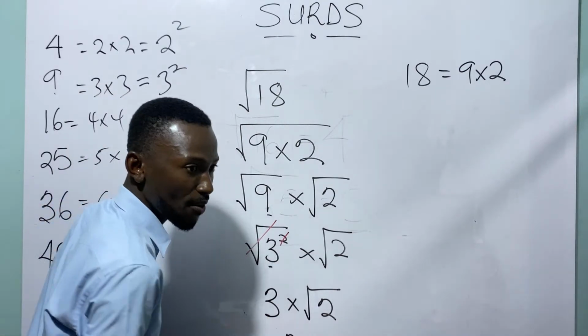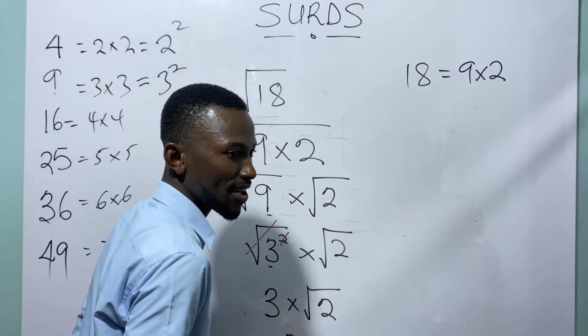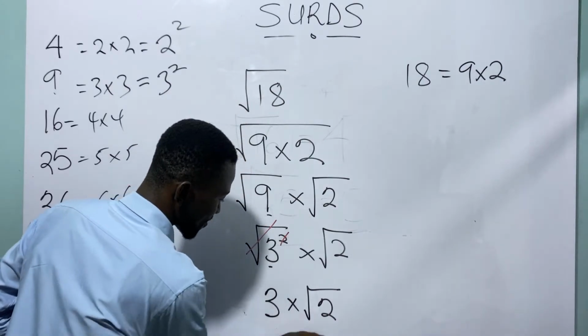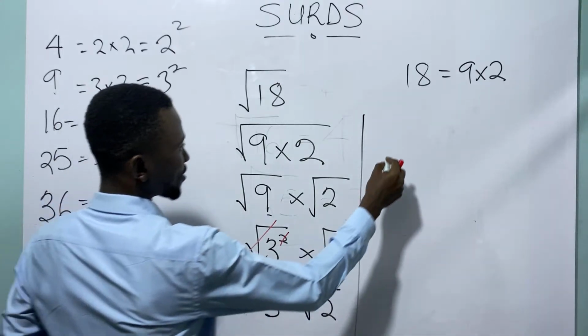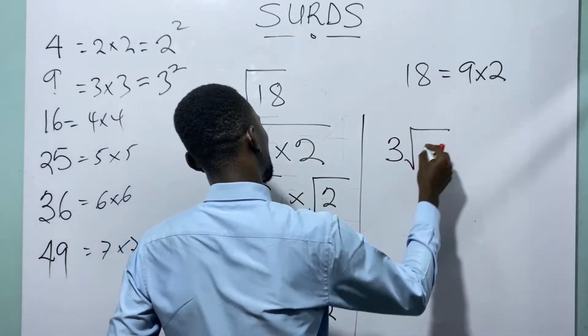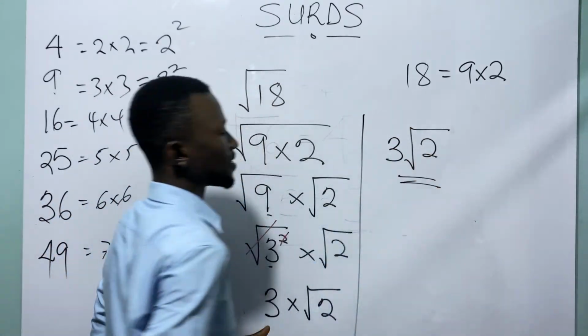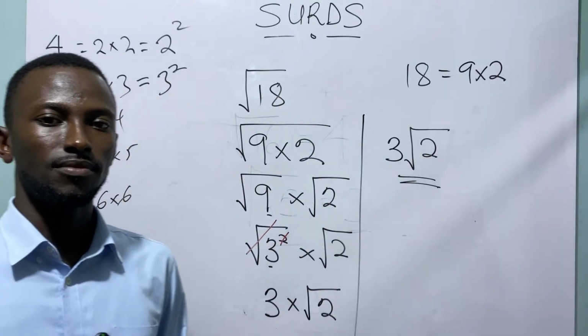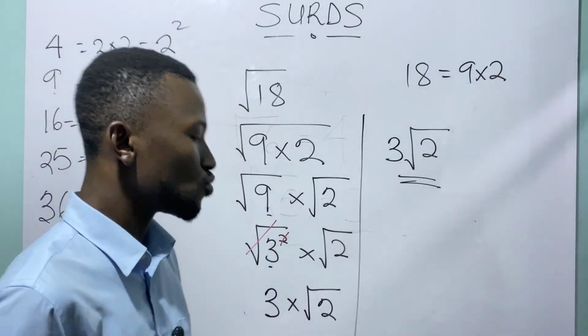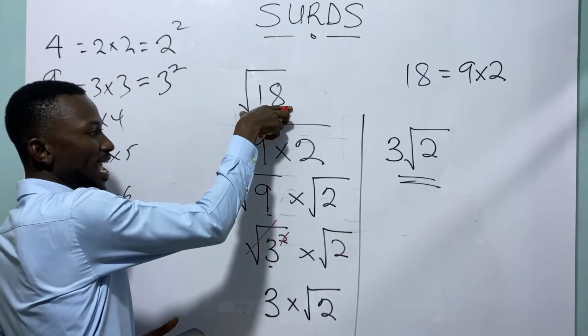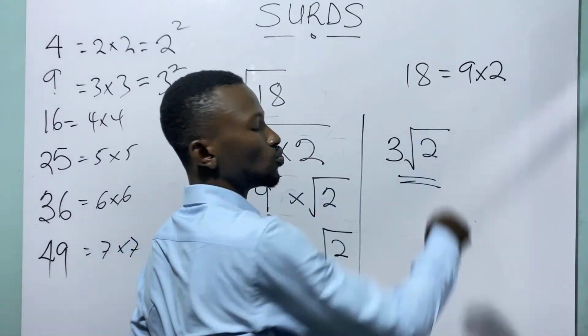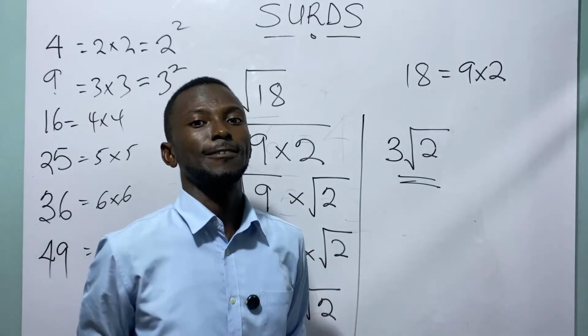Then we can now write, do you have space? No space. So let's continue from this side. So you have 3 root 2. So this is our final answer. If you simplify root 18, you'll get 3 root 2. As simple as that.